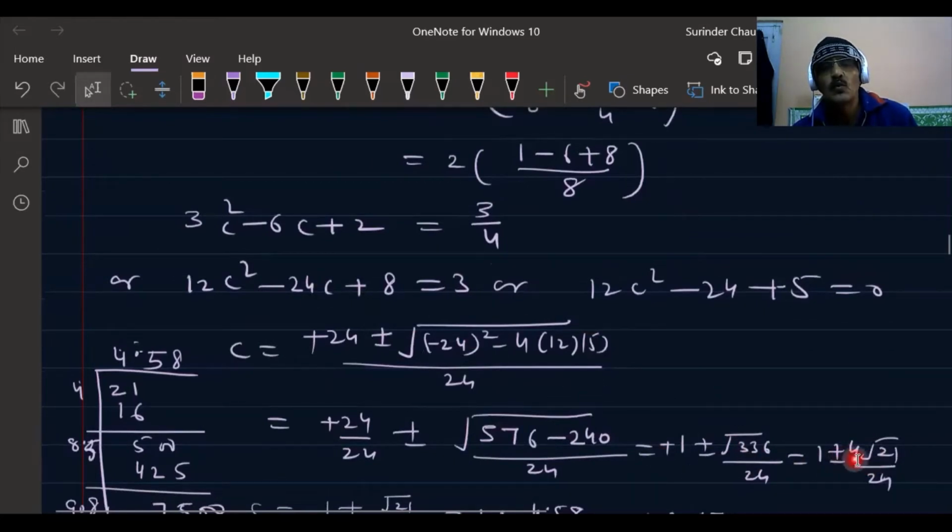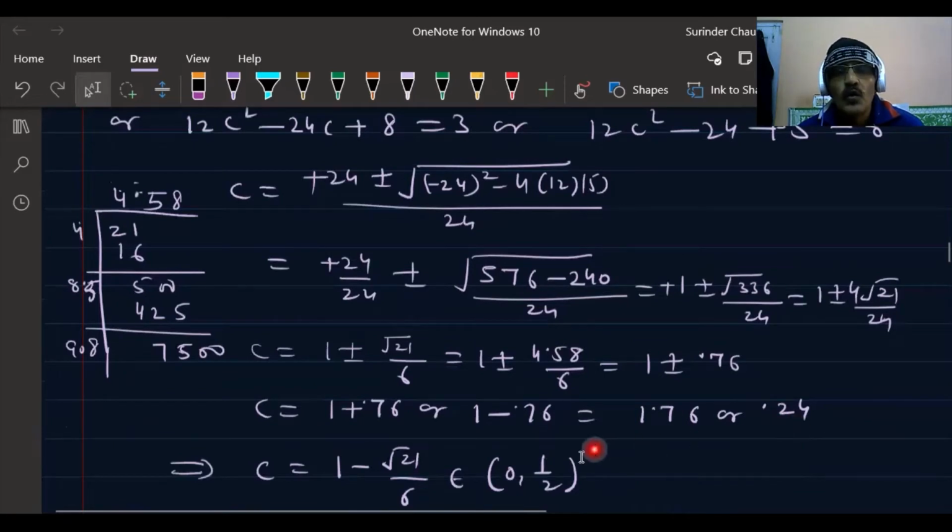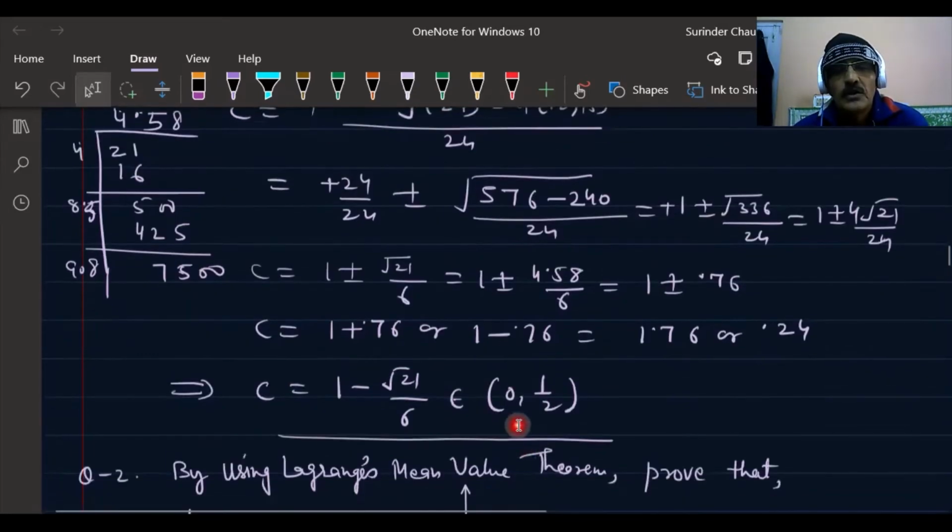So now we'll check which of these values lies in the interval. We got two points, so we check whether both are lying in the interval. After simplification, we can get the decimals, and from this we can see that 0.24 lies in this interval and 1.6 is outside the interval. Therefore, 0.24 is the required value. So we got a point c belonging to the open interval 0 to 1/2, and therefore f(x) satisfies the theorem.